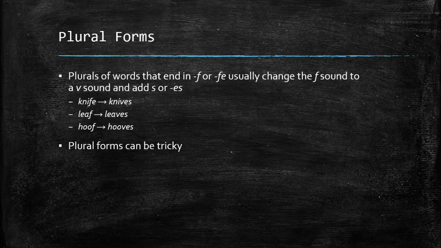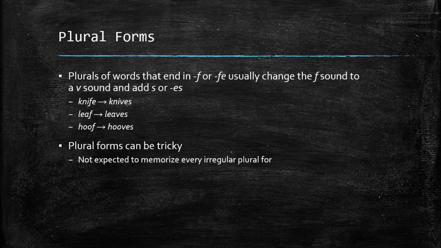Plural forms can be tricky. That's the bottom line I want to leave you with here. And you're not expected to memorize every irregular plural form there is. You need to sometimes use a dictionary when you're not sure. But for simple words like the ones that I've covered here, those are the ones that you're going to need to know how to spell on sight, because those are the kind of things that you would have to know on exams, or I'd expect you to know how to spell properly in an essay.